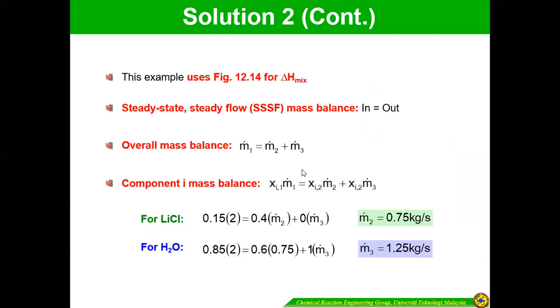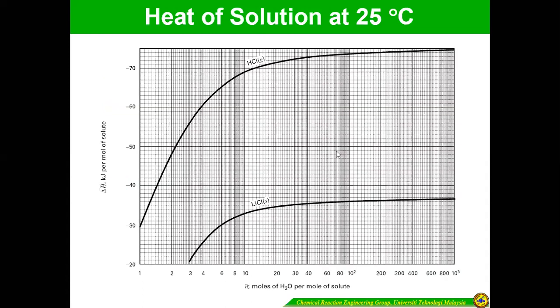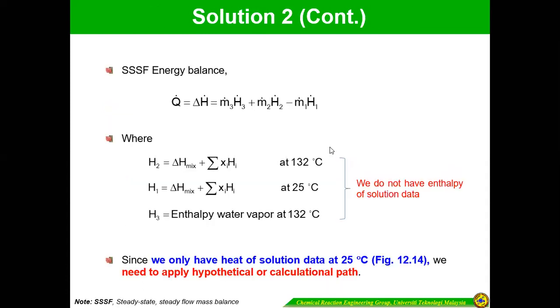Once you do the mass balance, what we have to do is the energy balance. Then we want to know the heat, right? Heat transfer. So if you look at here, from the energy balance, M3 H3, M2 H2, M1 H1, it should be plus this one. This is exit, and this one is enter.